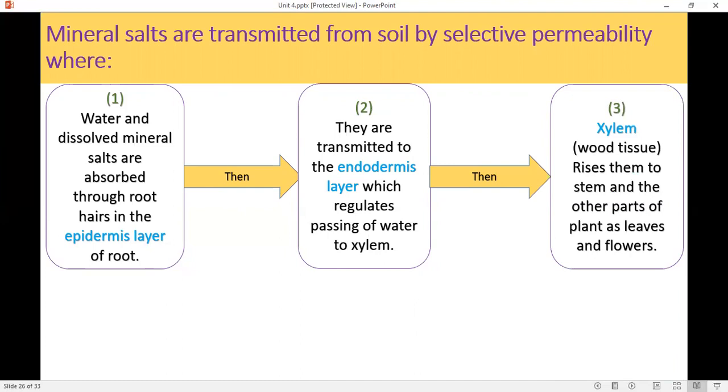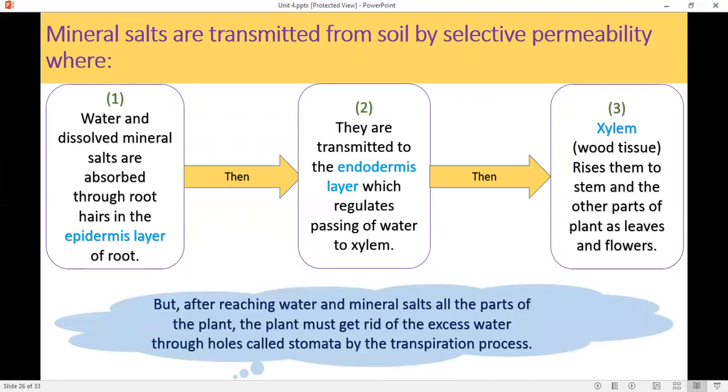So if I ask you to write the scientific term for a layer that regulates passing of water to xylem, it is endodermis. And xylem, which is a wood tissue or wood layer, raises them to the stem and other parts of the plant such as leaves and flowers, like this. So after water and mineral salts reach all the parts of the plant, it must get rid of the excess water through holes called stomata by the transpiration process.